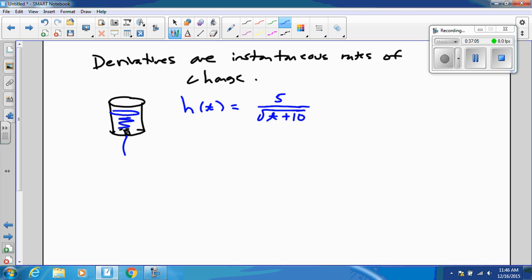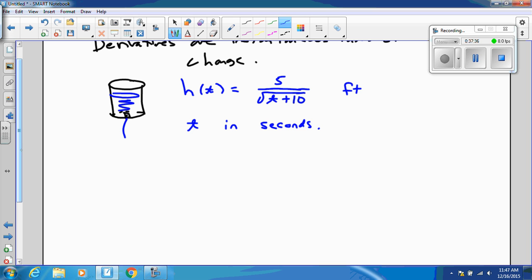It's actually a realistic model. And so now we ask the question, what is h prime of 2, and what does this mean? Usually these questions will have units with them, so an appropriate unit for height might be feet, and an appropriate unit for t might be seconds.